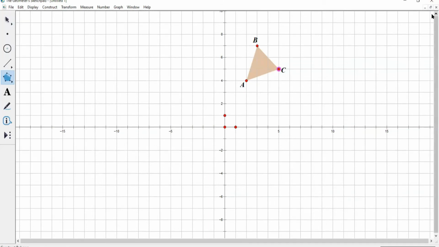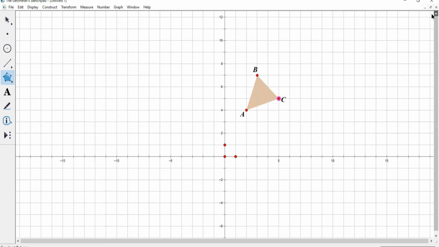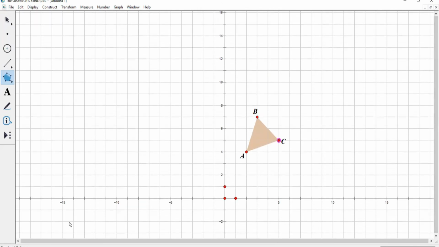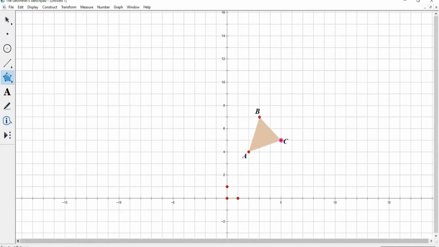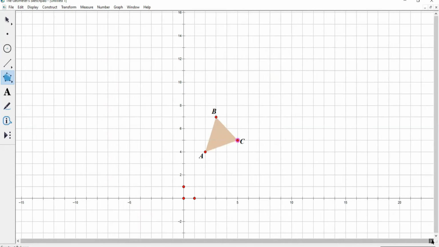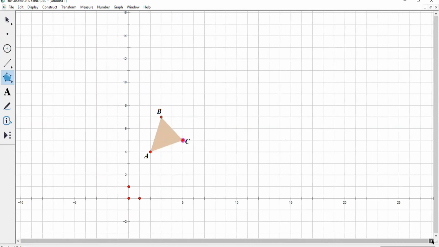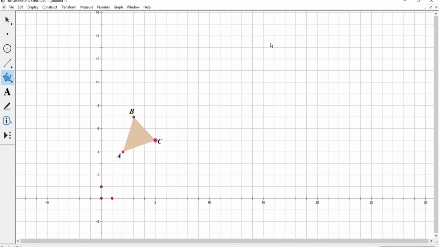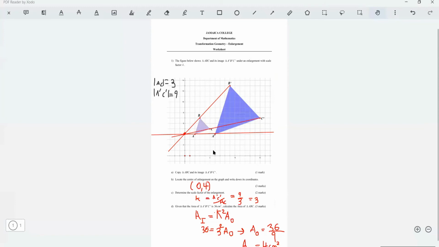Now I need to get my image. So to get my image, I'm just bringing over the graph a little bit, all the way over here. This should be fine. Now I'm going to insert the image points. The image point A prime is 6, 4. That's 6, 4.